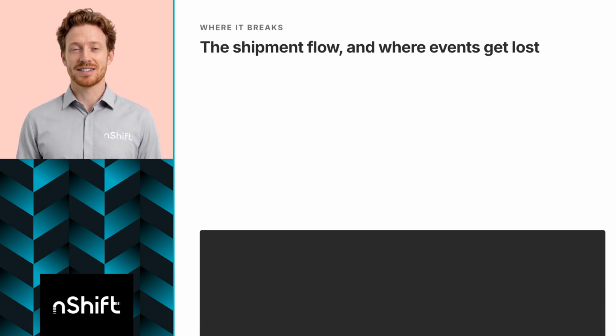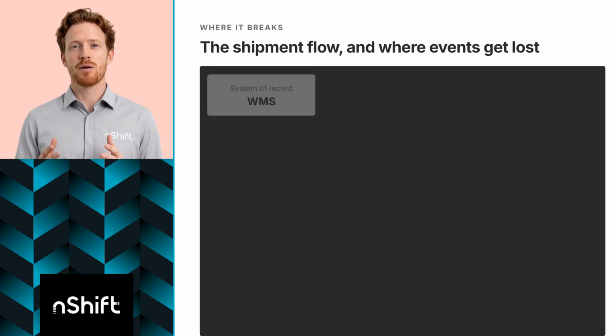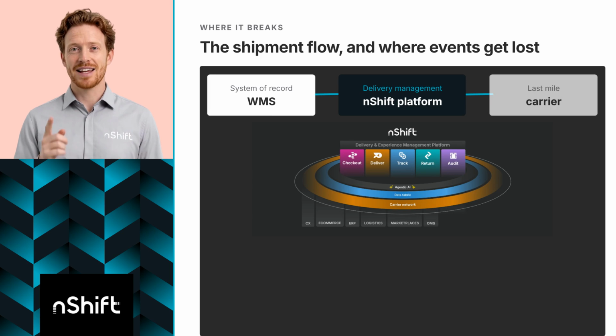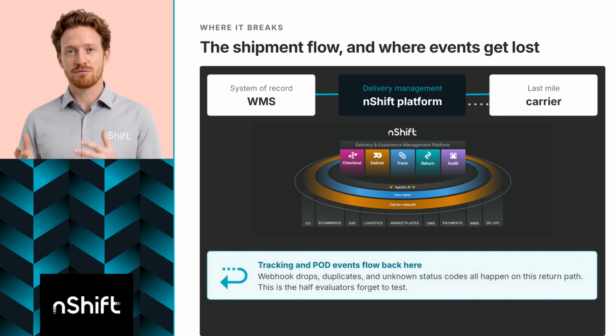The outbound path is the easy half. Outbound, the WMS triggers a shipment, the delivery management layer books it and labels it, the carrier collects it. The hard half is the return path. Tracking and POD events flow back from the carrier, and that's where data goes missing.